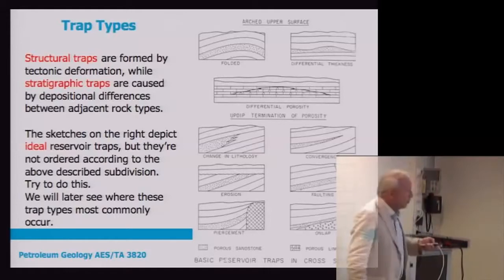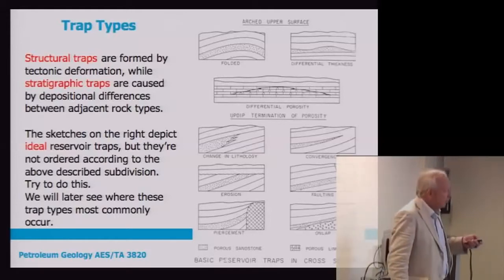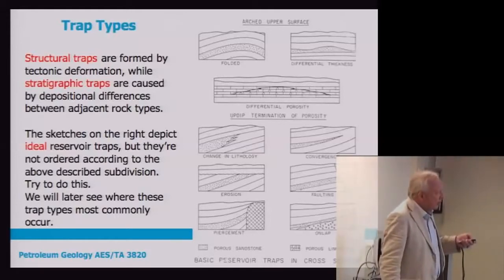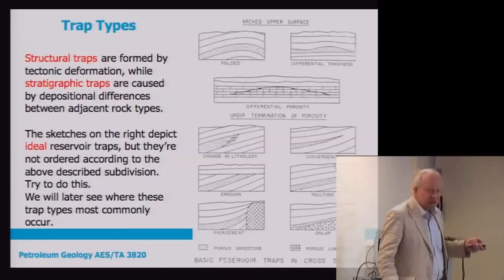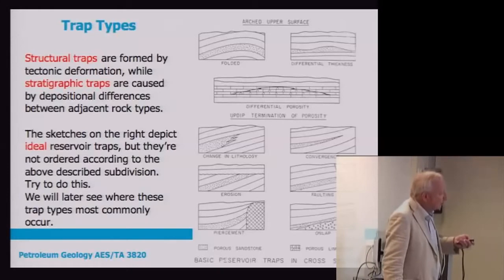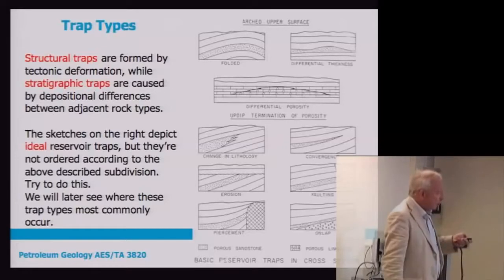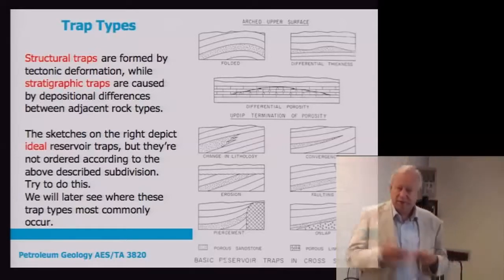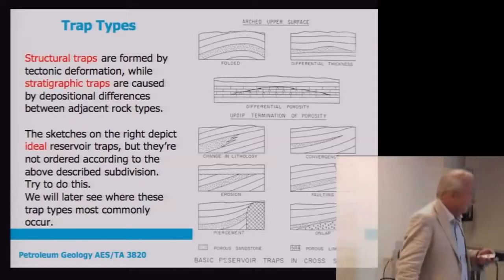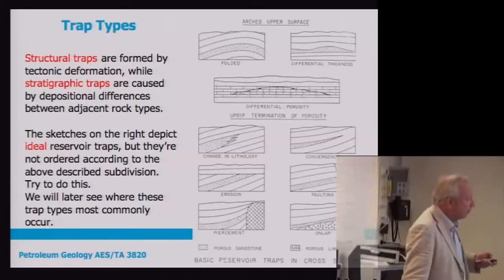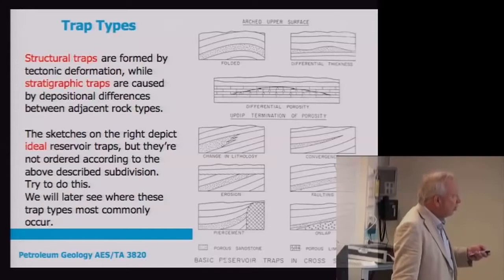So let's look at a very simple one, namely this one here, the convergence trap. What you have here is a sandstone layer that's just simply pinching out. It's disappearing, right? So if the oil migrates from left to right here and it comes to the end point of the sand layer, and assuming that the surrounding layer is impermeable, then that's a trap. So that's the most typical stratigraphic trap, and you have its very closely related brother here, which is just a change in lithology.